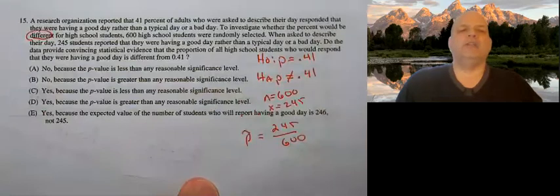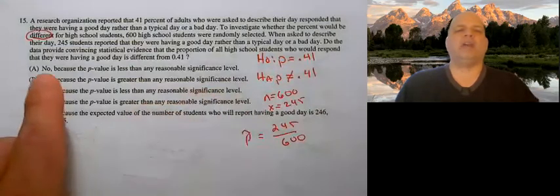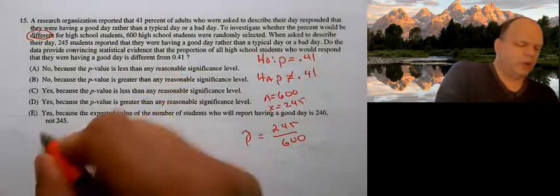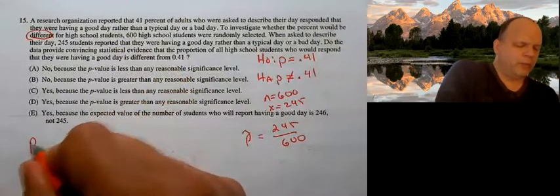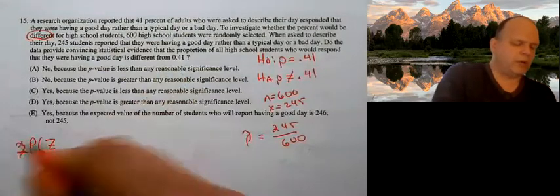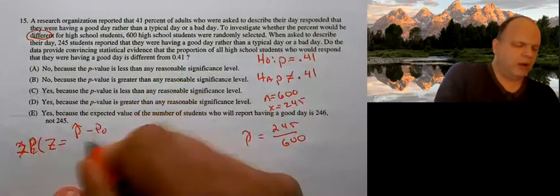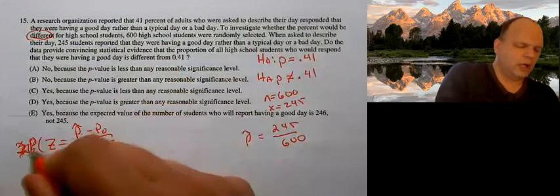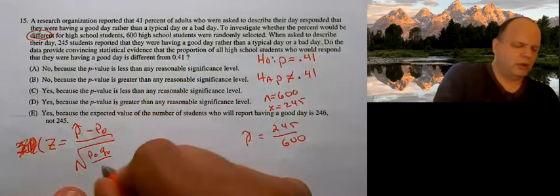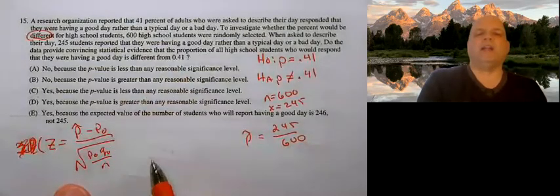Do the data provide convincing statistical evidence that the proportion of all high school students who respond they were having a good day is different from 0.41? So first off, our formula is 2 times the probability that Z, well, let's go with Z equals P hat minus P naught over, I don't want the 2 in front of that, the square root of P naught Q naught over N. All right. So that would be a formula, and we plug into that if we were doing an FRQ.